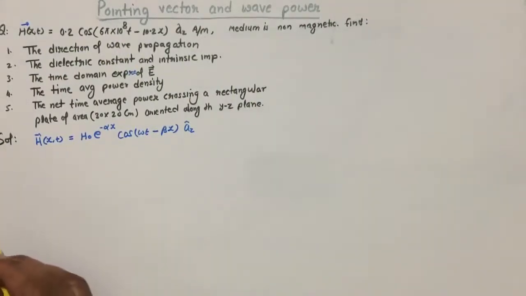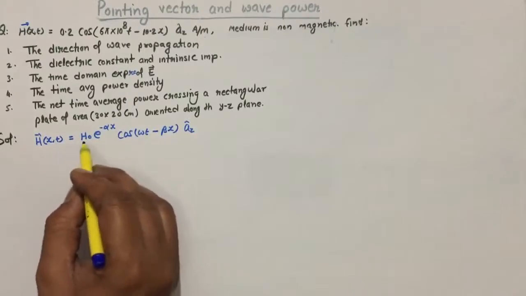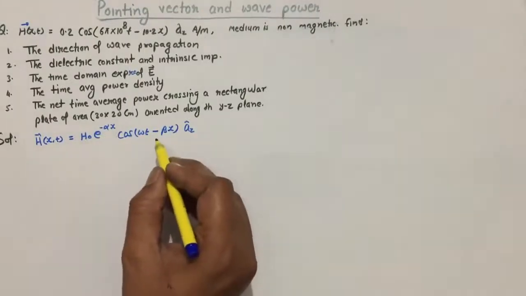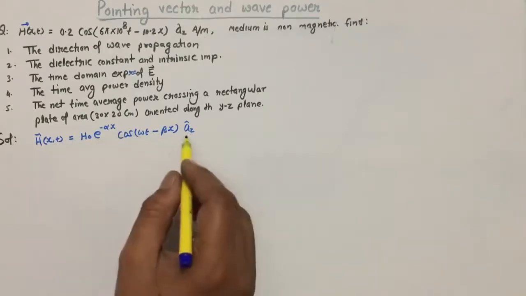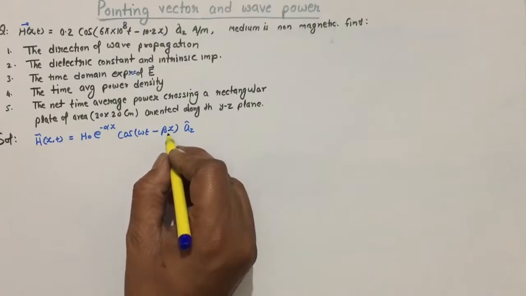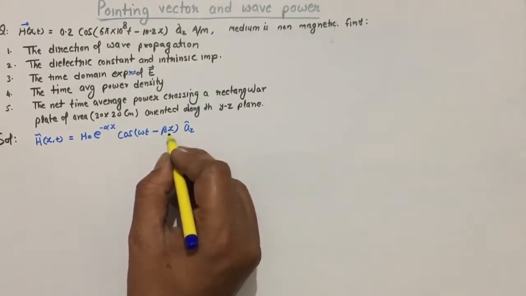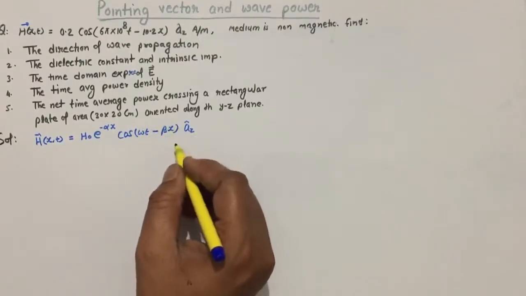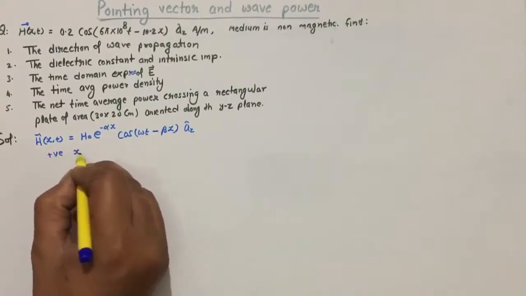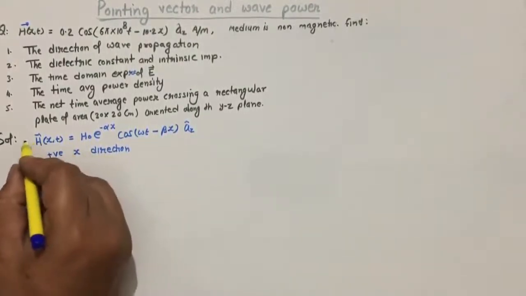So let us start from the basic equation of H of the plane wave. We can write H naught e to the power minus alpha x cos omega t minus beta z. The H component is in the direction of az. If the wave is propagating in plus x direction, then there will be a minus sign. If it is plus here, then the wave is propagating in negative x direction. So from this we can say the wave is propagating in positive x direction. Just by seeing this we can find the propagation direction of the wave.